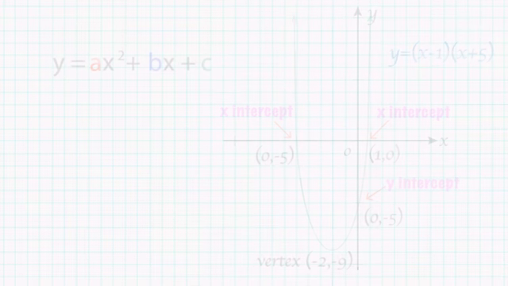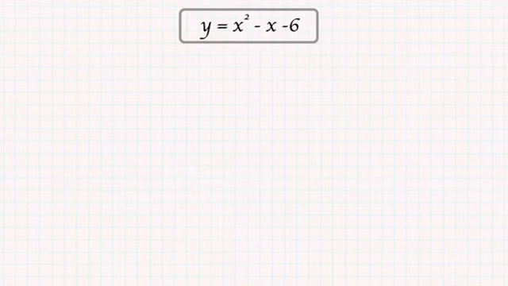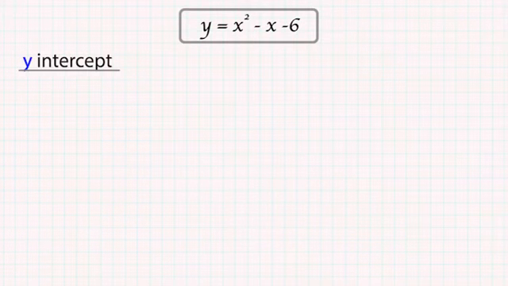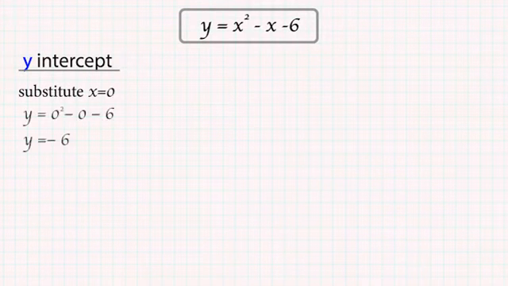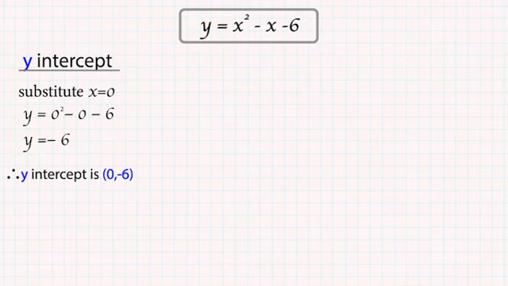Now, let's find out how to sketch one of these graphs. Here is an example. To find the y-intercept, we need to substitute x equal to 0. Then we get, so the coordinate of the y-intercept is (0, -6).